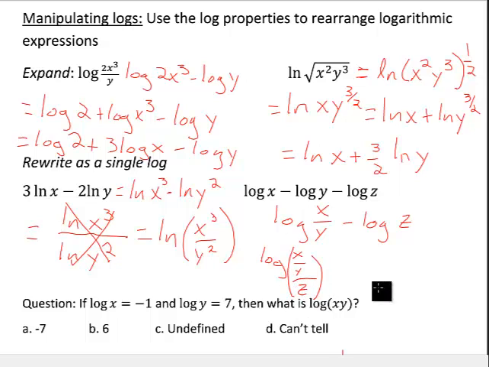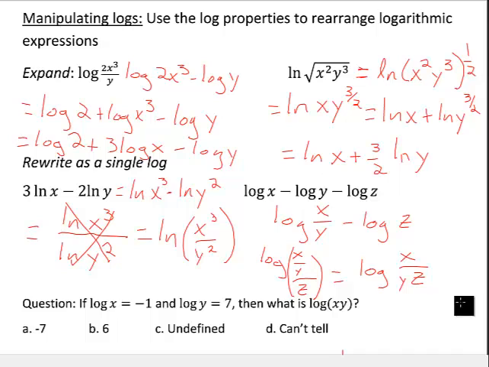Log of that mess. Okay? Well, if you do some simplifying here, we have a fraction divided by z. You can treat that as z over 1. Divide by fractions, you reciprocate and multiply. What you're going to see is where we end up is the log of x over y times z.